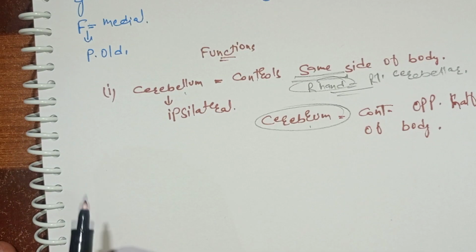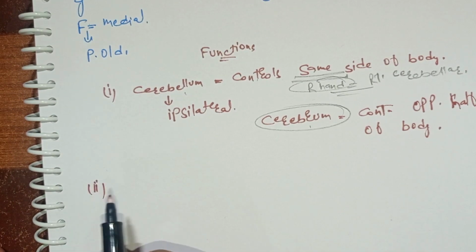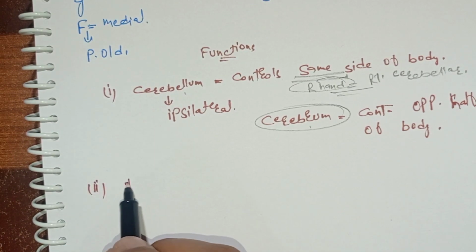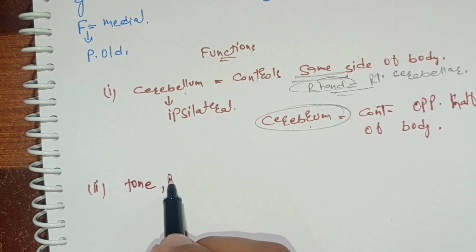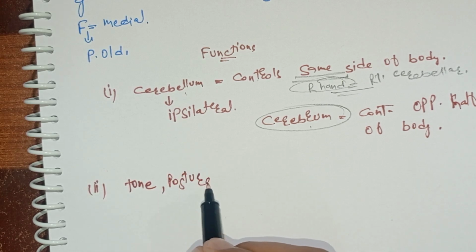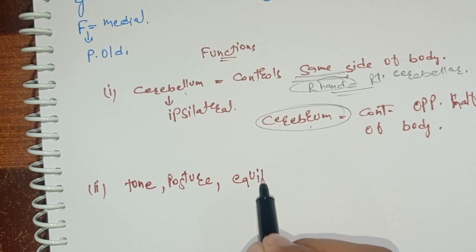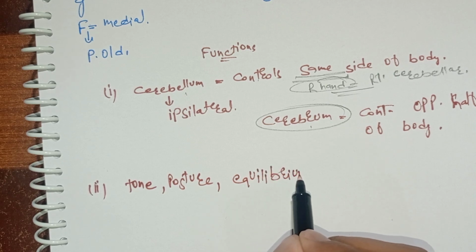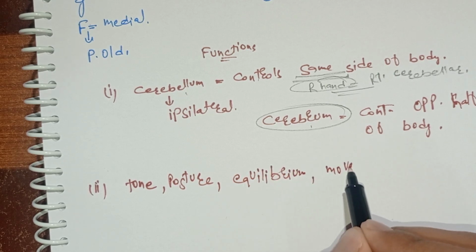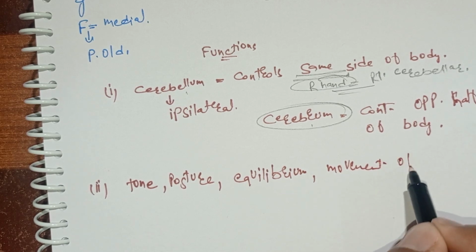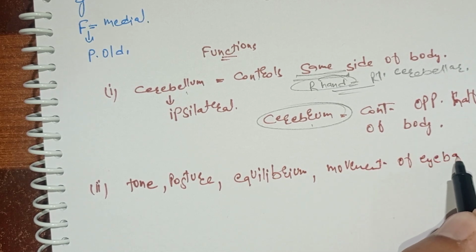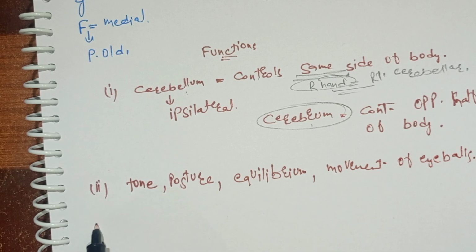Number second point, the cerebellum controls tone, it controls posture, it controls equilibrium, it controls movement of eyeballs.